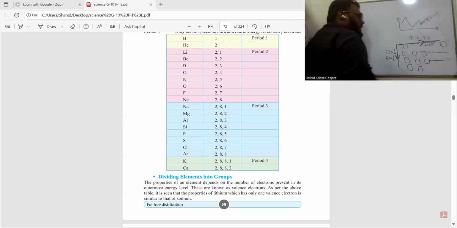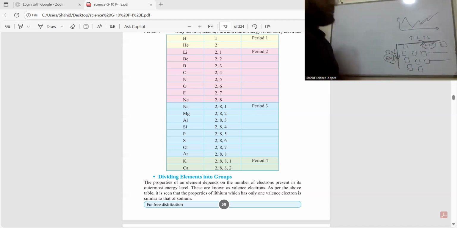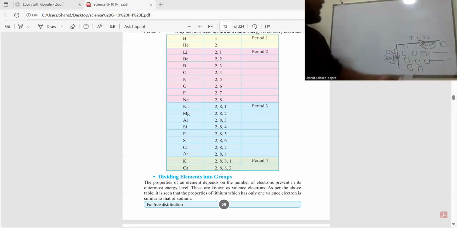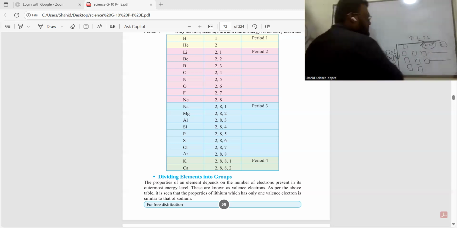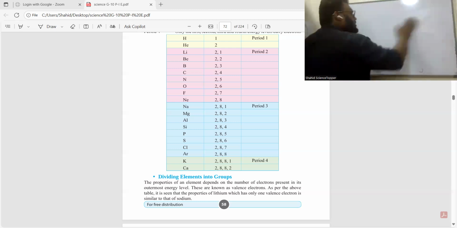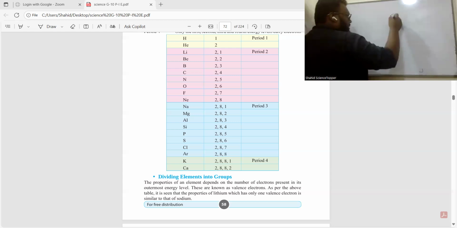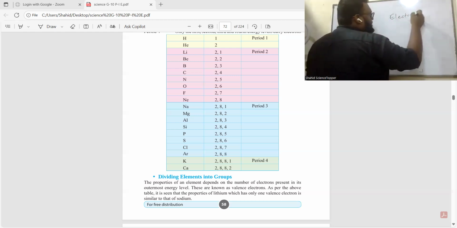We are not going to study any graph for electronegativity, because there is no need, because it is behaving in a uniform manner. So we don't need to know any graph to say this one is greater than this one, right? Okay. So let's study more in detail about electronegativity.